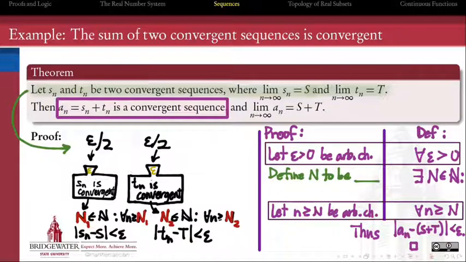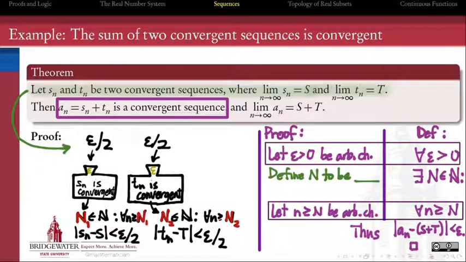We feed epsilon over 2 into each of these definitions, and the definition dutifully provides for us an n1 and an n2 for which the absolute value of Sn minus S is less than epsilon over 2 and the absolute value of Tn minus T is less than epsilon over 2 respectively for little n greater than or equal to n1 and little n greater than or equal to n2. So the definition doesn't care what we're feeding into it. Epsilon was a placeholder. Right? Any number that we give this definition, it will give us a capital N such that our sequence is within that number distance of its limit once we pass that capital N. So that's how we make this all work.